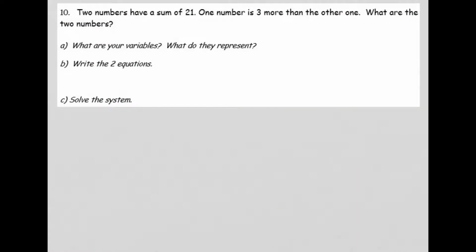All right, number 10 on the back of your classwork. 2 numbers have a sum of 21. One number is 3 more than the other one. What are the 2 numbers? This is where all that translating practice is going to pay off. So first, define your variables.